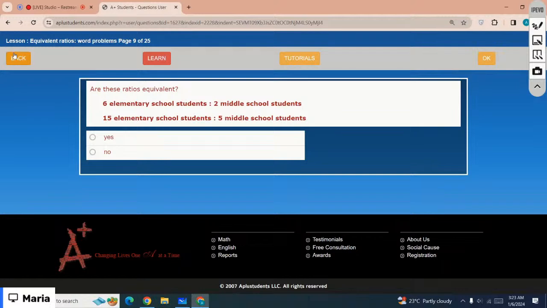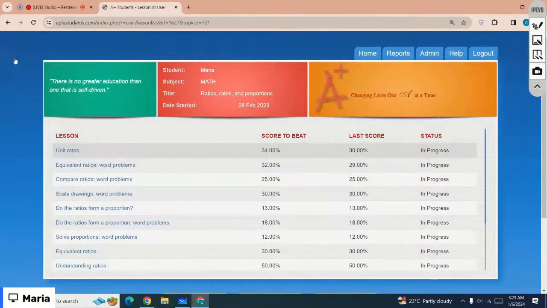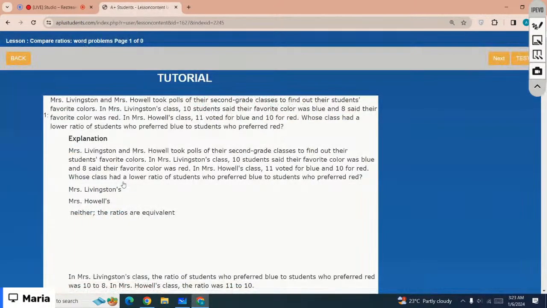And the next lesson is compare ratios word problems. Now we are going to see how we compare two ratios, right? Like you're given two ratios, you have to see which is smaller and which is greater, right?